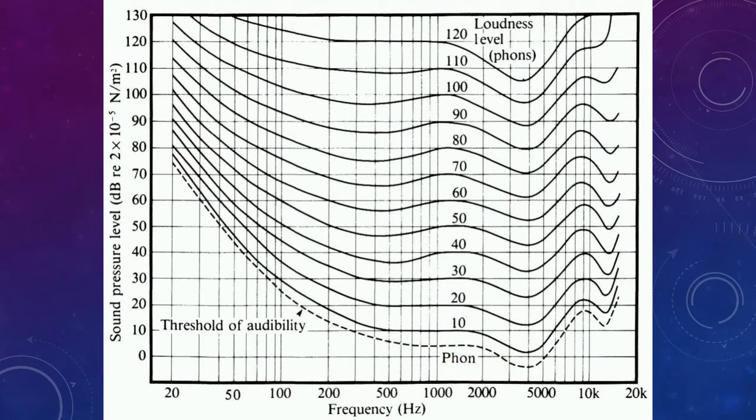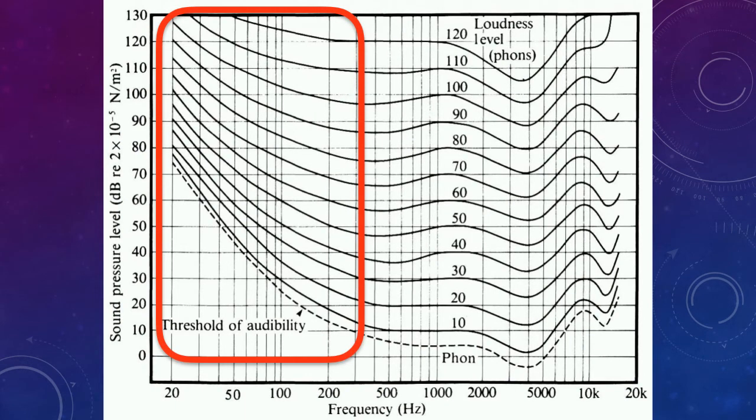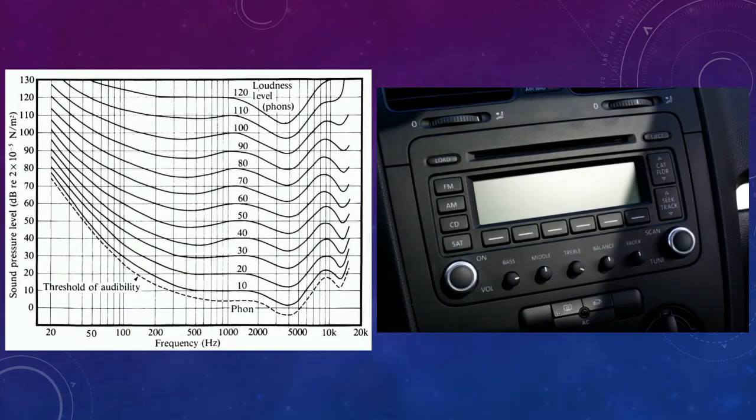These curves also show that the ear is less sensitive to frequencies below 500 Hertz, and that the softer a sound gets, the less linear the frequency response is. This also explains why the sound on your car radio or music player sounds thinner, lacking low frequencies, when you turn down the volume. It's because the ear is less sensitive to low-level, low-frequency sounds.